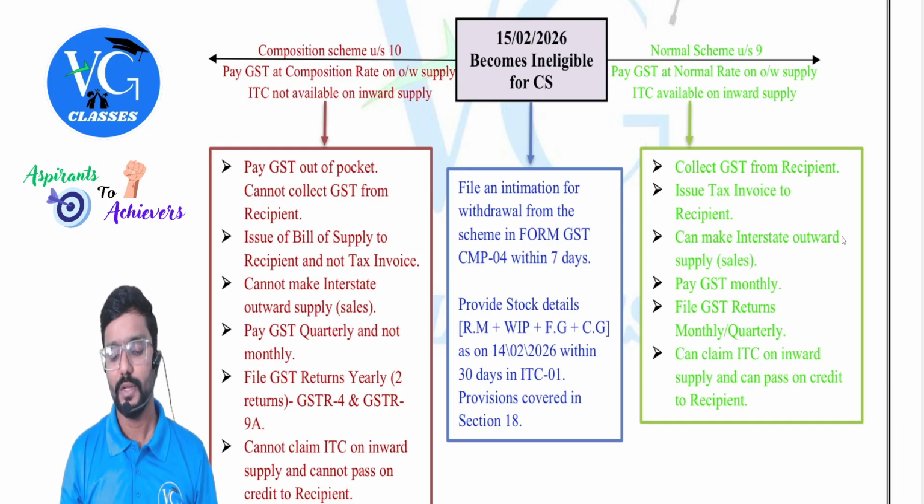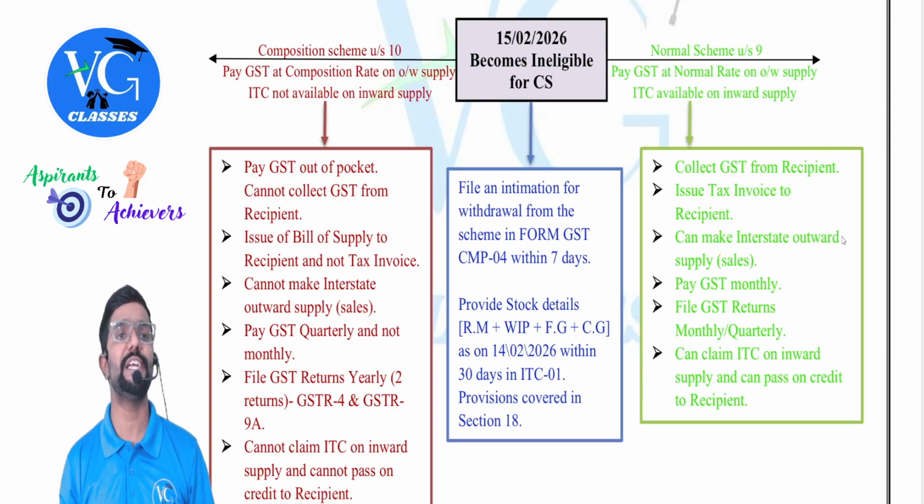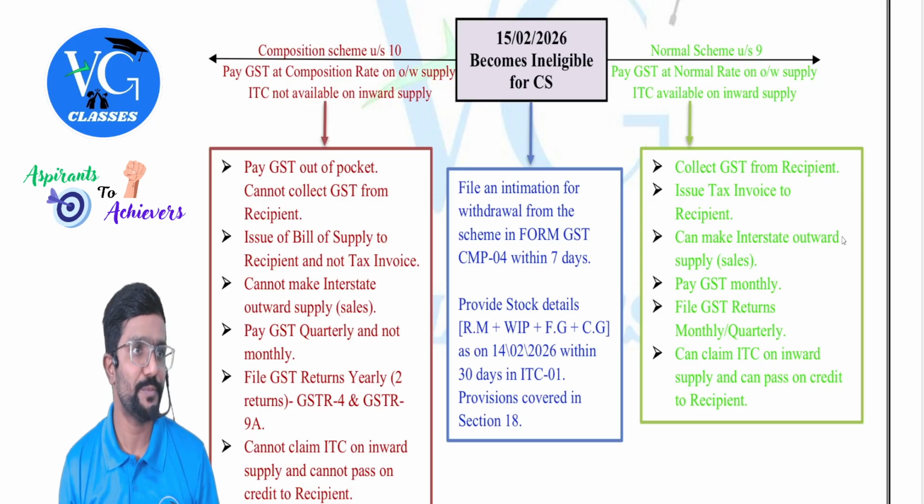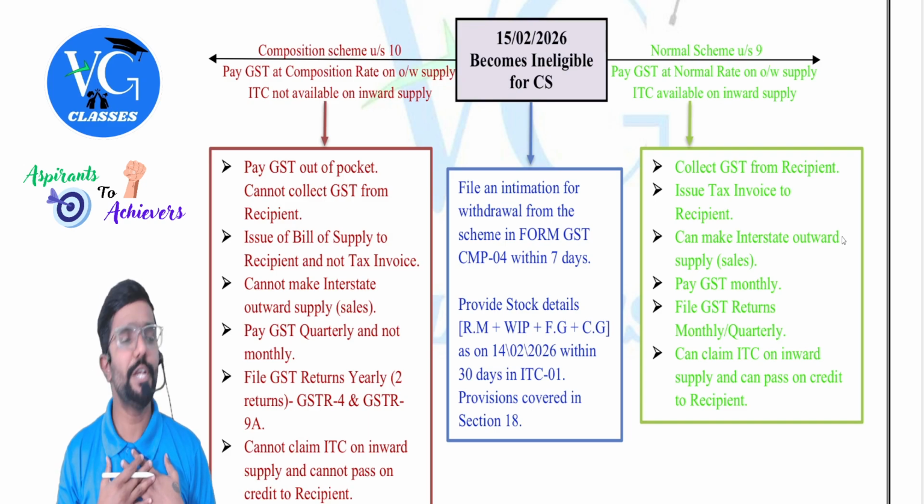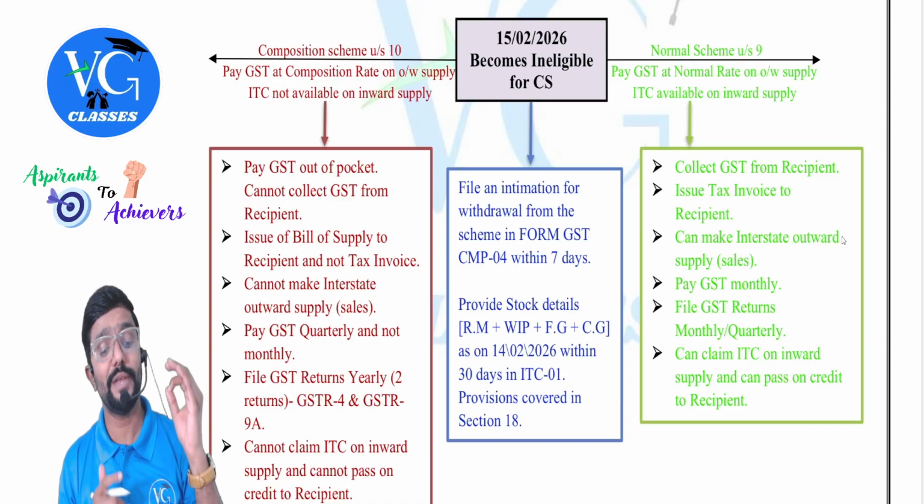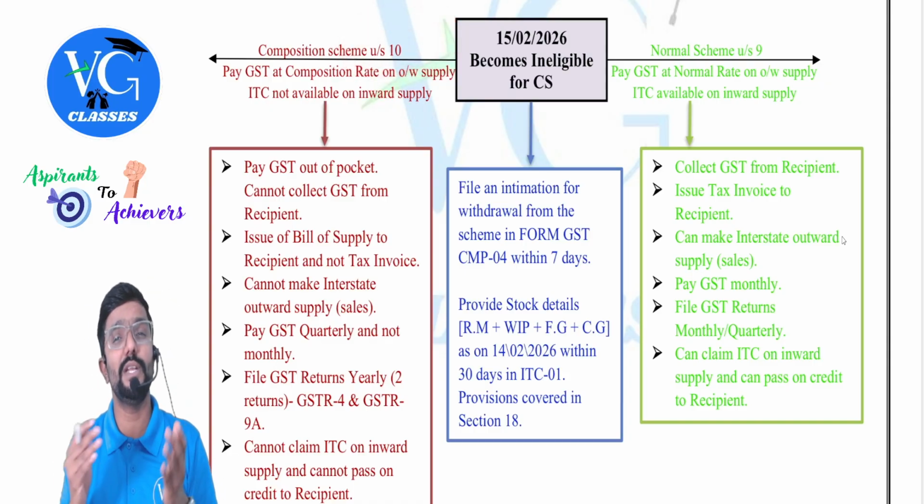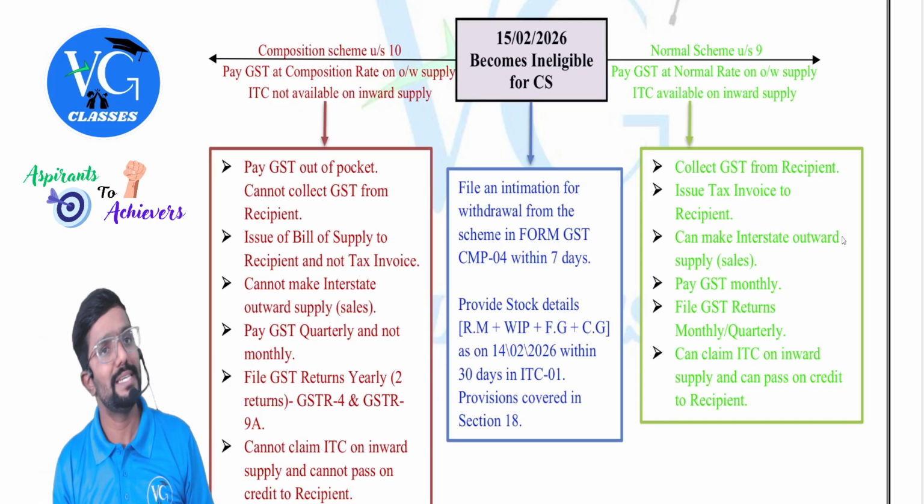Last chapter. Then the last one. Can claim ITC on inward supply and can pass on the credit to the recipient. This is an advantage. Clear? Both have their own advantages and disadvantages, guys. I need to look into which is more beneficial for me and I will go for it. But please be careful. Section 10 is available only if I am a small supplier whose aggregate turnover is within certain limits. Is that clear?